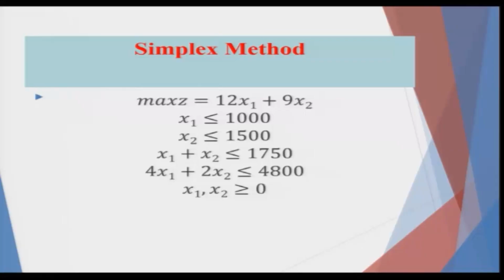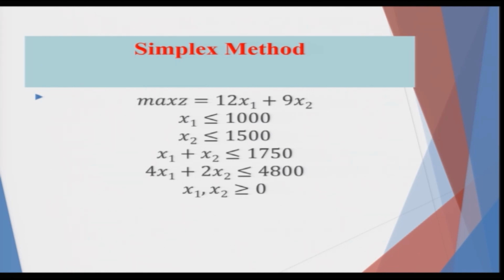So, let us consider another problem where you have maximization of 12x1 plus 9x2. I am considering all of them in 2 dimensions in the very simplistic sense, it can be expanded accordingly. So, there are no issues about that. The constraints are x1 is less than or equal to 1000, sorry, not 10,000. x2 is less than or equal to 1500, x1 plus x2 is less than or equal to 1750, and 4x1 plus 2x2 is less than or equal to 4800.